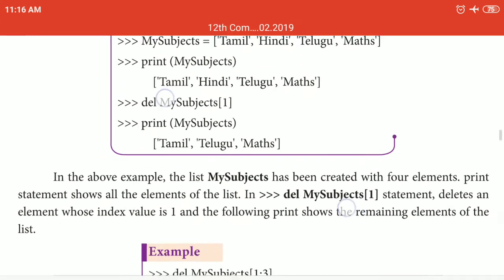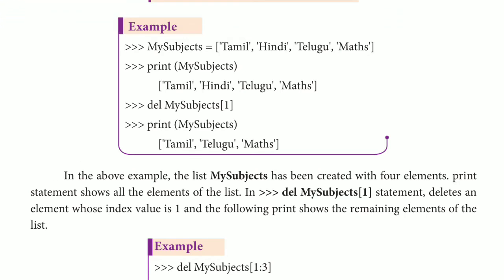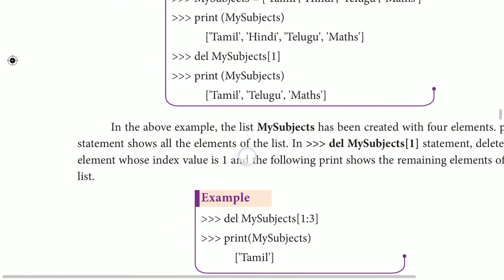In the above example, the list my subject has been created with four elements. The print statement shows all the elements of the list. In del my subject 1, it deletes the element whose index value is 1, and the following print shows the remaining elements of the list. In the next statement, from 1 to 3, it is deleting from 1 to 3 here.